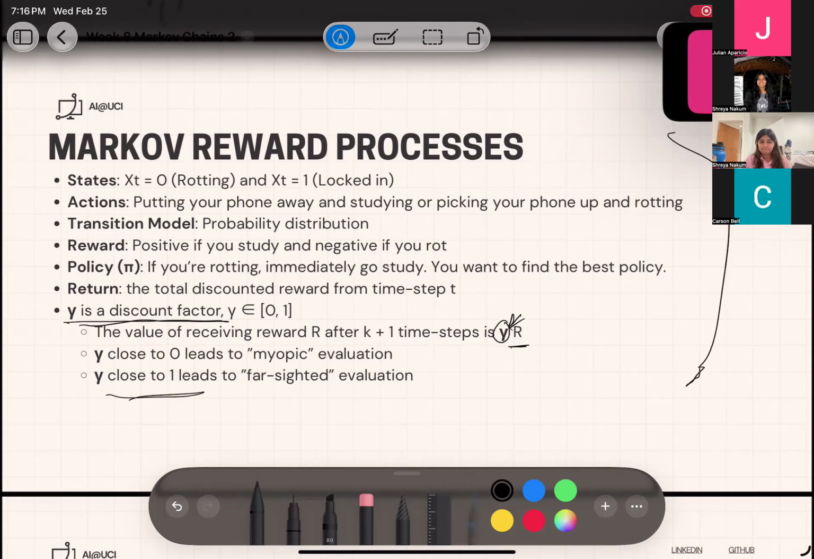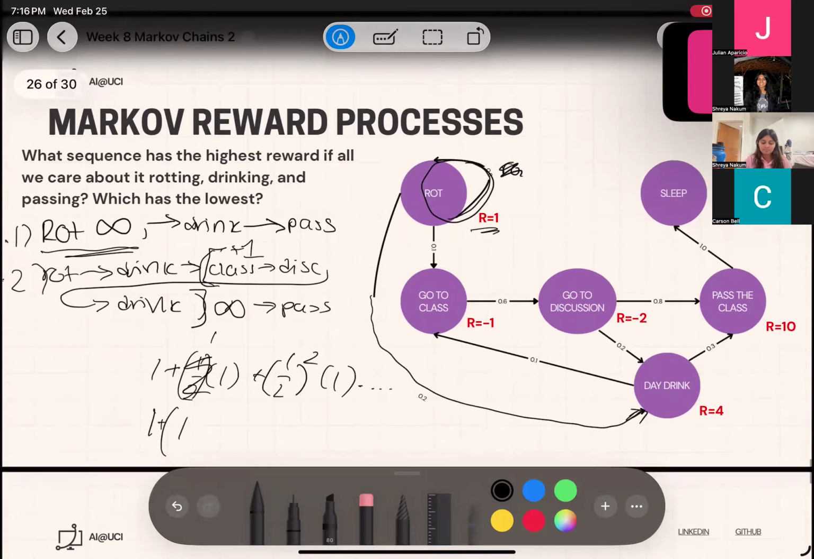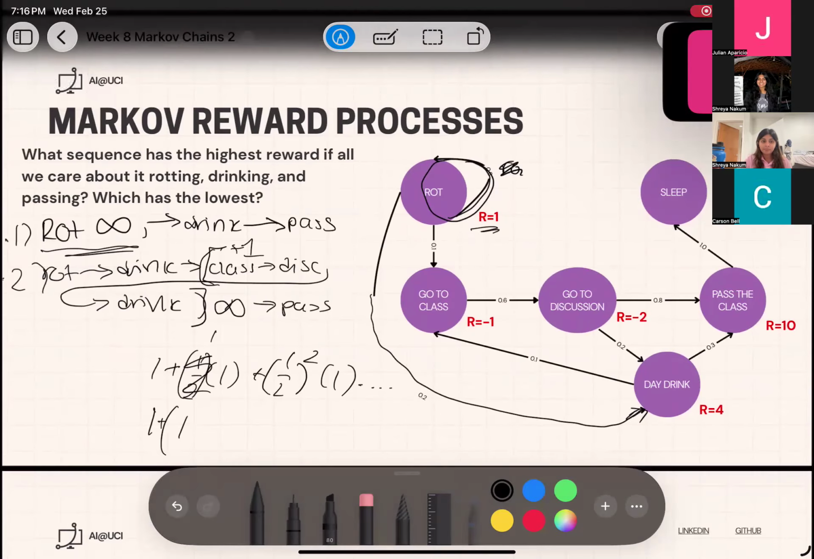How does the discount factor, in say our example, you said it would choose one path over the other. Say it's closer to one, so it's more far-sighted, so that means it's prioritizing rewards over the long run, but what would that look like in this specific example?